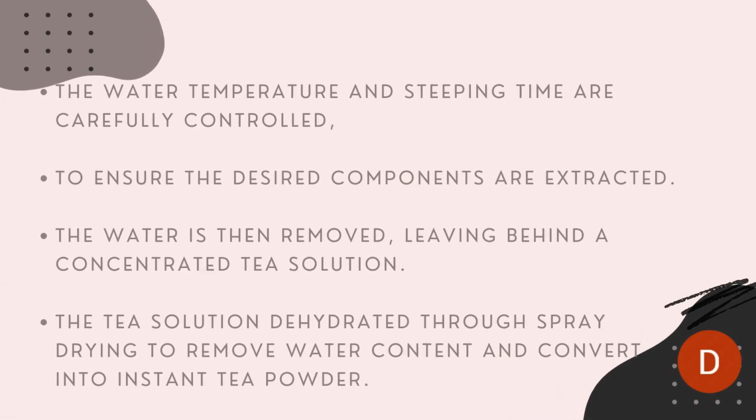Next, the water temperature and steeping time are carefully controlled to ensure that the desired components are extracted while minimizing the extraction of bitter or astringent compounds. The water is then removed, leaving behind a concentrated tea solution. The tea solution is then dehydrated through a variety of methods such as spray drying to remove the water content and to convert it into instant tea powder.